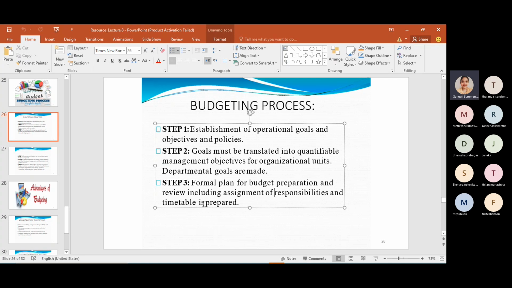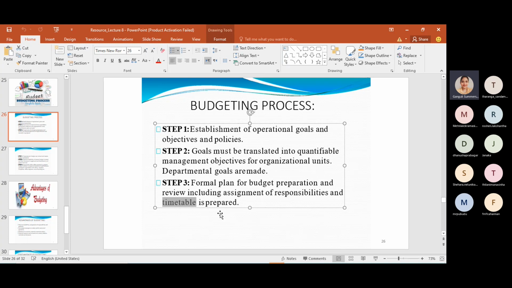And you can prepare a timetable as well, a timetable for your budgeting process. Once you assign the tasks to different people and share your responsibilities, a timetable can be prepared. You can give a deadline to each and every person to complete their tasks. You give a certain deadline to person A to complete his or her task, a certain deadline to person B to complete his or her task, and another deadline to person C to complete his or her task. Likewise, you can prepare a timetable.